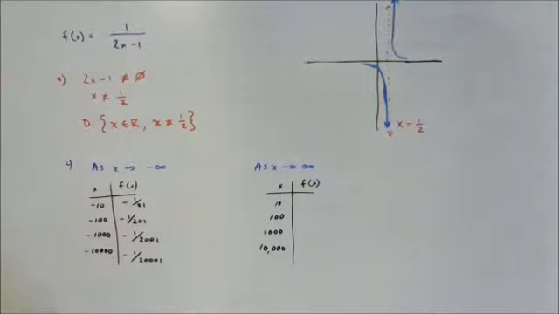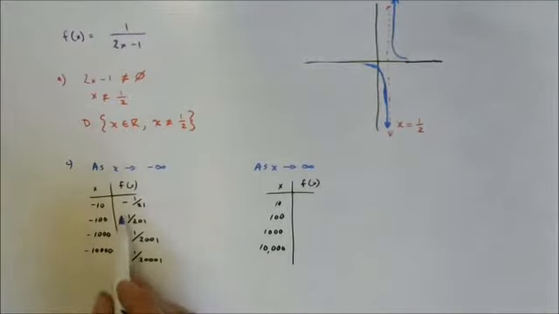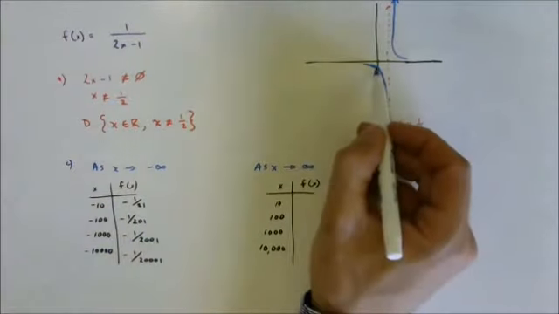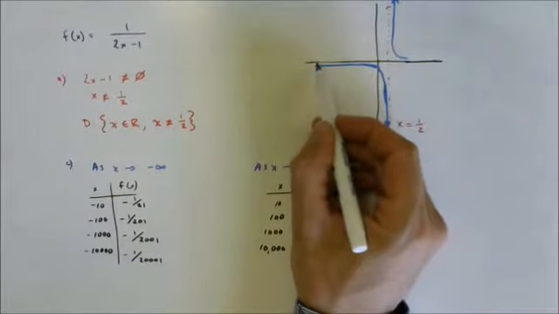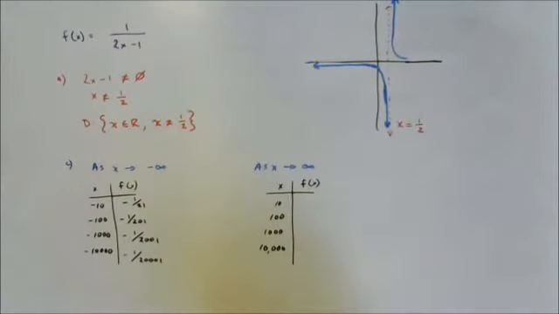Regardless of what's happening, you can see that as you move further and further to the left, this fraction is always negative. This number is always negative, but it's getting closer and closer to 0. Will it ever be 0? No, but it gets closer and closer.